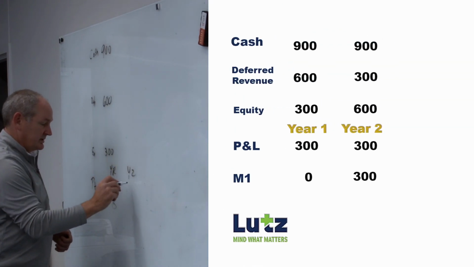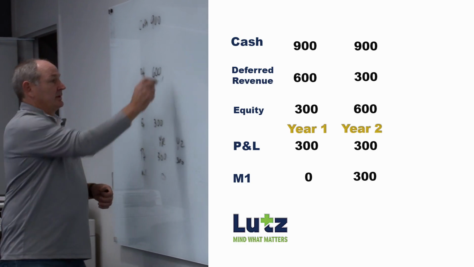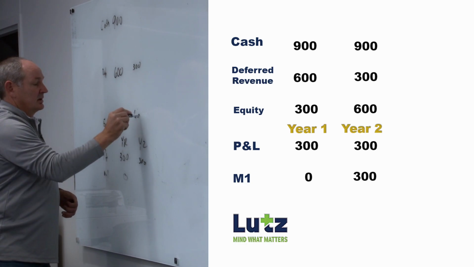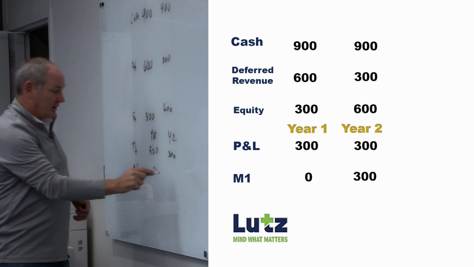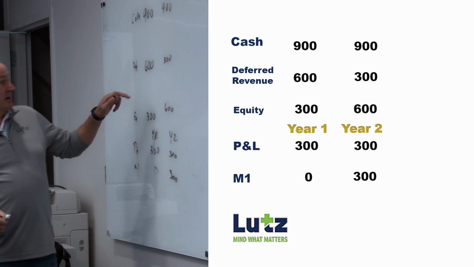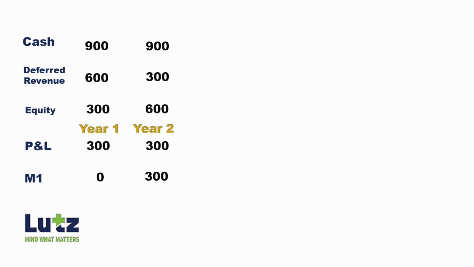Year 2, my P&L is going to be 300, correct? Because now we've recognized 300, 600, 900, correct? But I'm going to have an M1 of 300 because I have to recognize the full amount. And deferred revenue has to be recognized by the end of year 2. And when you have these multi-layers of deferred revenue, year 1, year 2, year 3, this turns into a reconciliation process that you as a preparer have to confront.